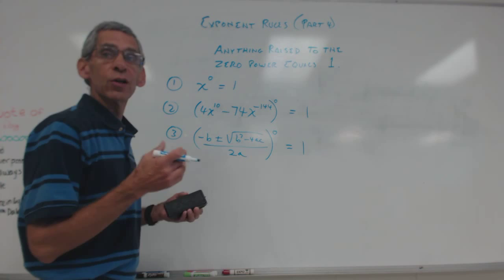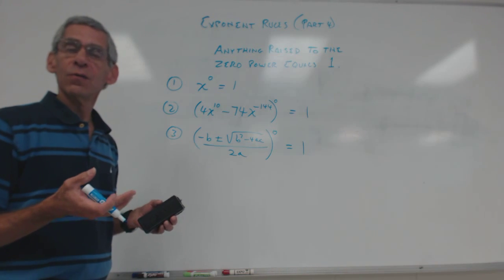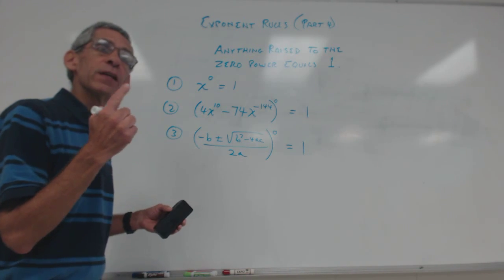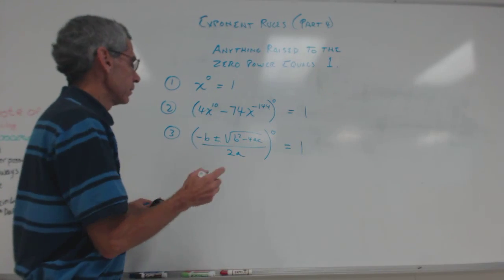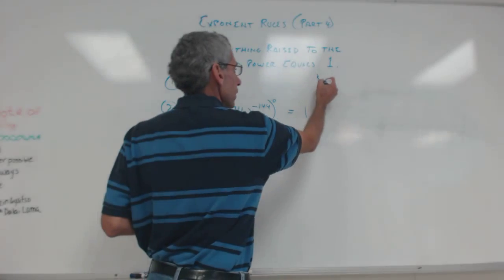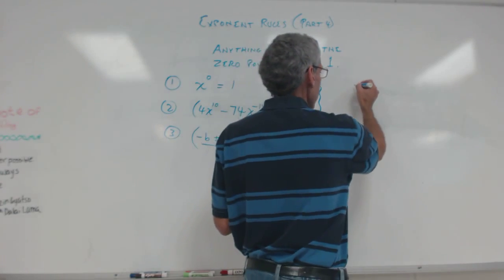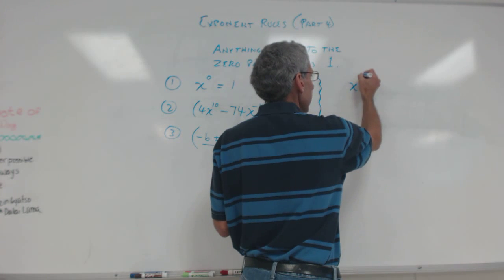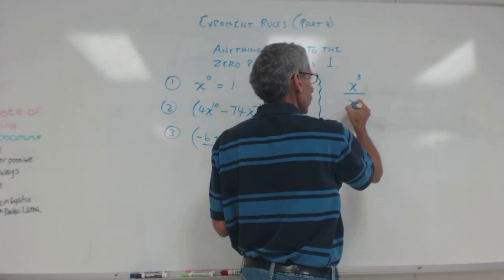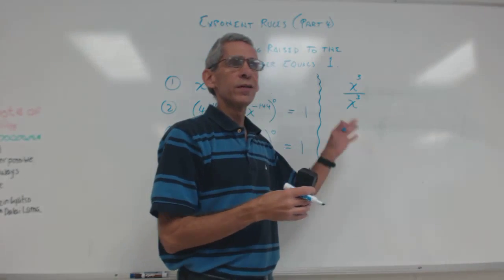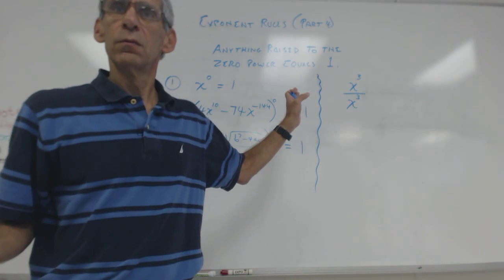So the question is why? Why does this work? And it's because of the shortcuts. Let me show you. What if I had x to the 3 over x to the 3? First of all, what does that equal right now? 1.